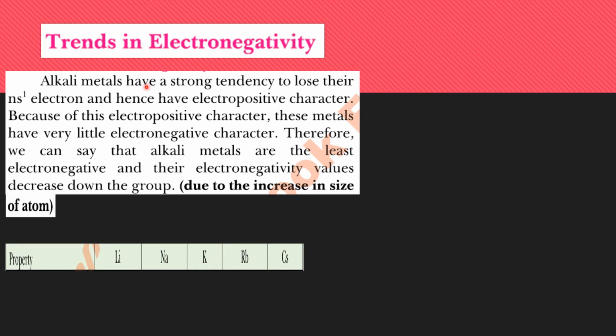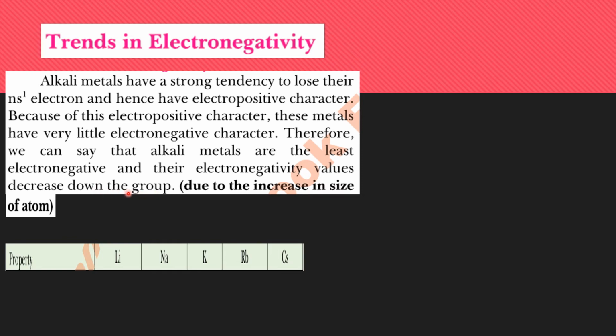Electronegativity: alkali metals have a strong tendency to lose their ns1 electron. We can say that alkali metals are electropositive. Electropositive means they have the ability to lose their valence electrons. So being electropositive, they have very low electronegativities. Their electronegativity is a very small amount.